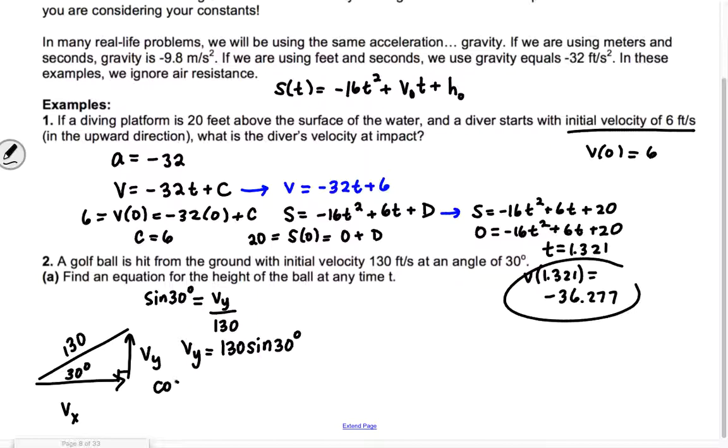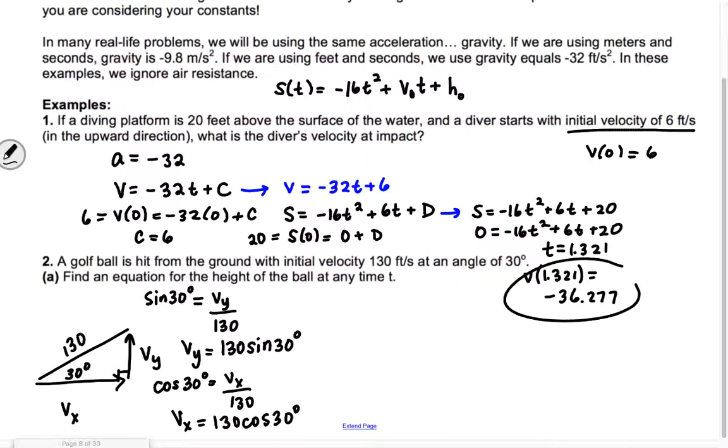Exactly. So we set it up and we say cosine of 30 is equal to V sub x over 130. So our x component is going to be 130 times cosine of 30. Now think about why that makes sense. Even on your unit circle, the cosine is your x value, the sine is the y value. That's where it's coming from. The x component uses cosine, the y component uses sine.